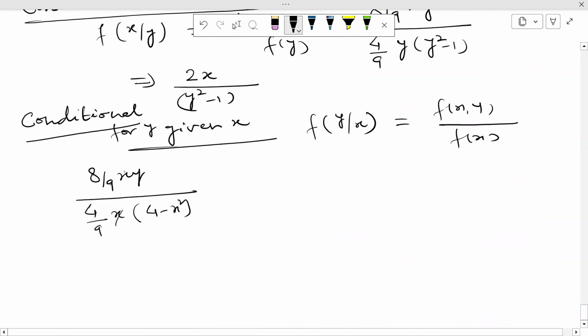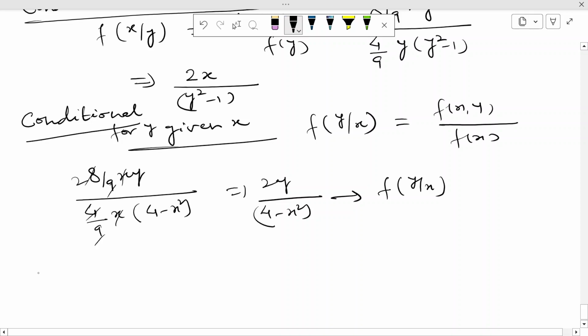So first of all, we cancel out this x, and we also cancel out this 9, and we cancel this 2 times. So this is coming out as 2y over 4 minus x square, and this is our conditional density function for y given x.